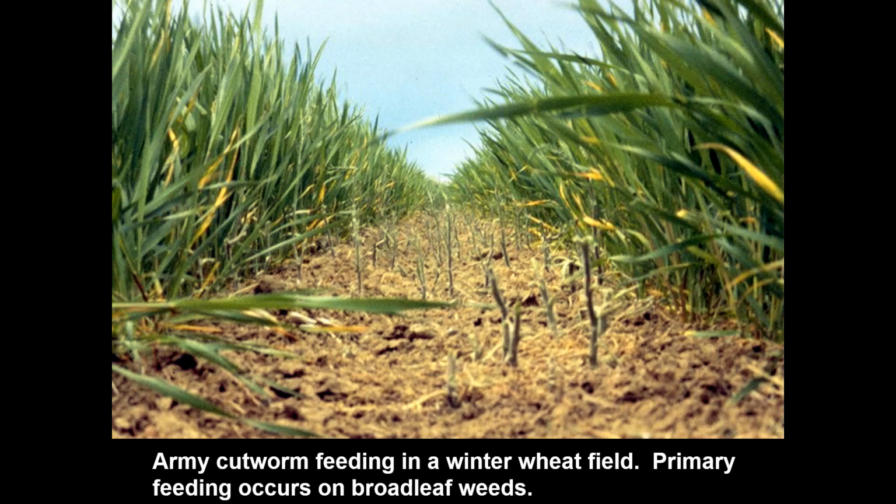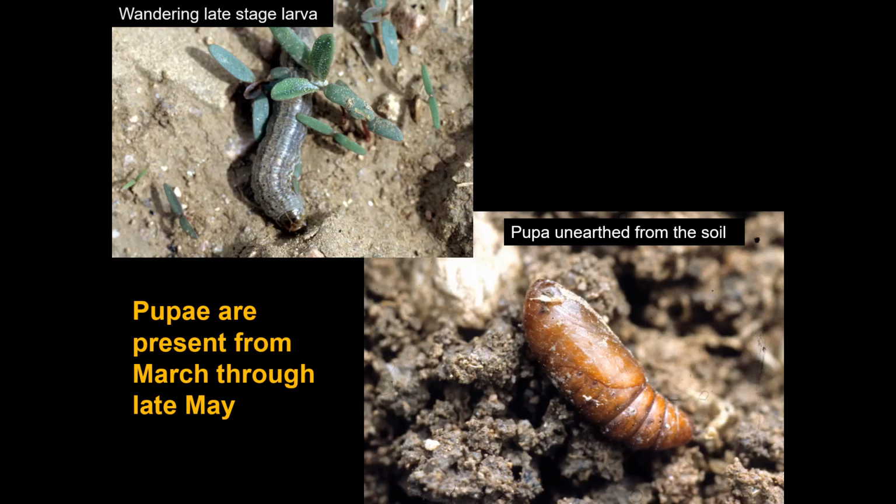Usually it's taking out, though, the broadleaf weeds before it goes into grasses, but it will feed on grasses as well. So in this case, they've cleaned out the broadleaf weeds. And then when it's done, maybe early May, maybe even April, it's done. The caterpillar might wander, find a little soft soil, tunnel in and make a little burrow and pupate in there.